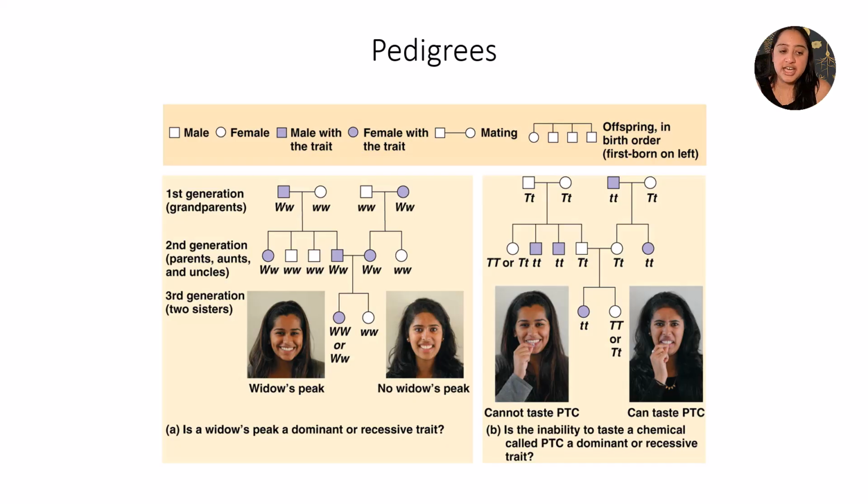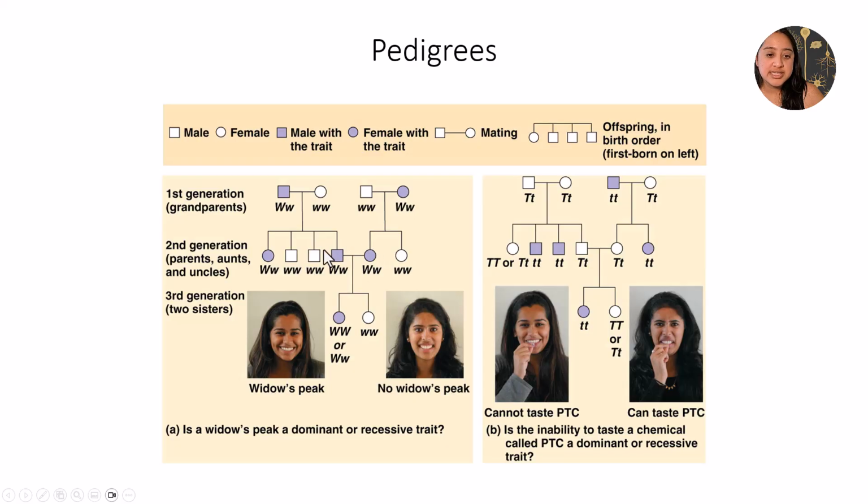So on the left-hand side in panel A is focusing on a widow's peak. A widow's peak means that if a person's hairline comes to a point in the middle, that's a widow's peak. And if there isn't one, those are the two alleles for this trait. So everybody that has a filled in shape on this panel has a widow's peak. So they can track, okay, this person did, this person did, this person did.